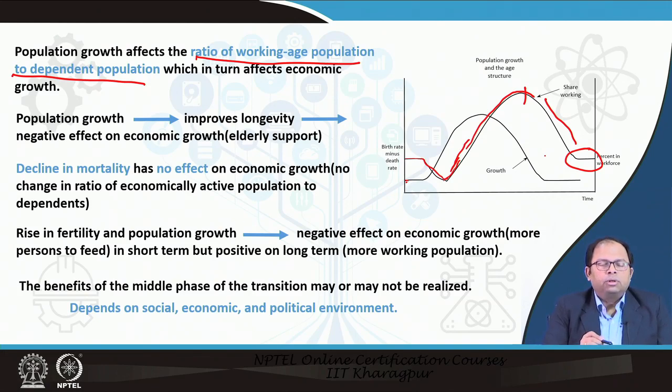Then population growth improves longevity, and when longevity is improved, it has a negative effect on economic growth because of reasons like elderly support. Then decline in mortality has no effect on economic growth. We thought that when mortality declined there would be an effect on economic growth, as per the previous theories, but here we can see there is none, because there is no change in the ratio of economically active population to dependents.